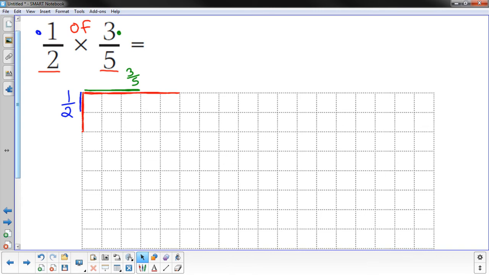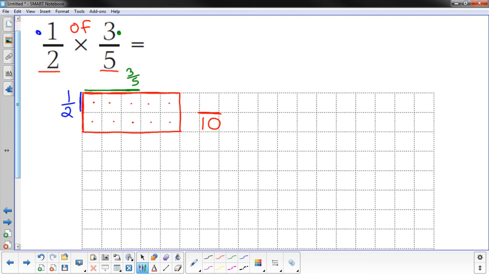What's helpful to me is to close the rectangle. And what I notice is now I have a rectangle with squares in it, and I can count the squares, and the squares that fill up the whole thing are actually my denominator of my answer. So there's 1, 2, 3, 4, 5, 6, 7, 8, 9, 10. There's 10 in there, so my denominator is going to have 10 in the bottom. Now I just need the numerator answer.